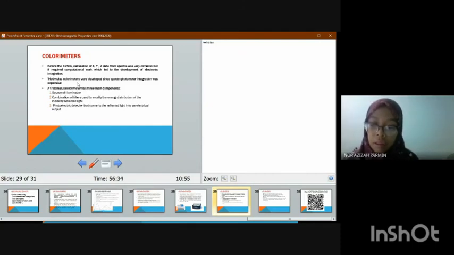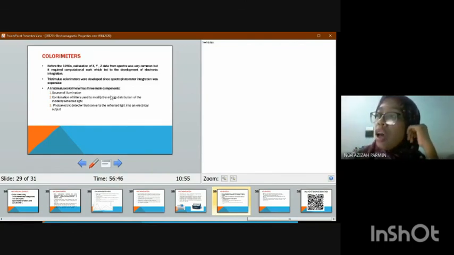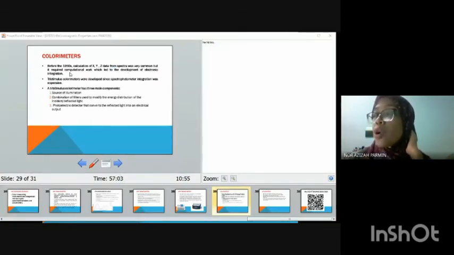Okay. Another one to measure color using a measuring instrument instead of a spectrophotometer, we are using a colorimeter. But for the colorimeter, they have various kinds of color instead of red, blue and green. Dia dah tambah additional color. So, the calculation of X, Y, Z, tapi dia based on the spectrophotometer tadi. Data from spectra was very common, but it required computational work. Lead to the development of electronic integration.